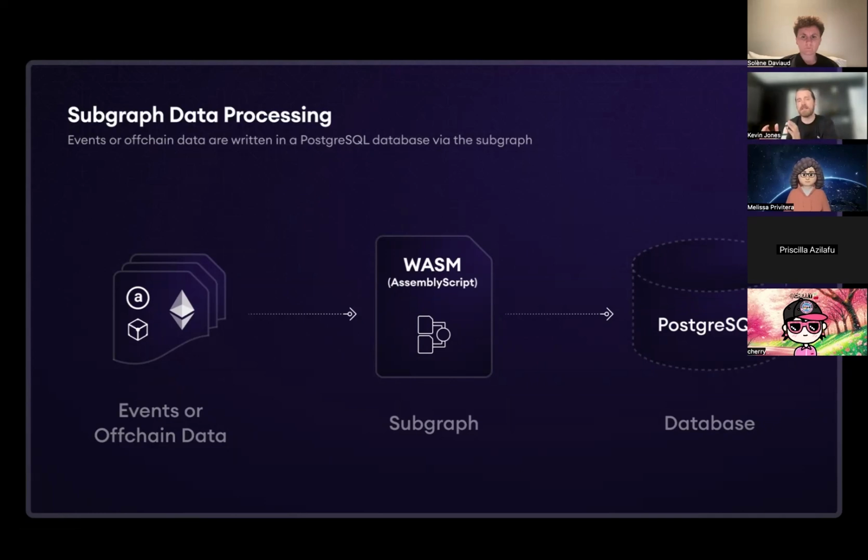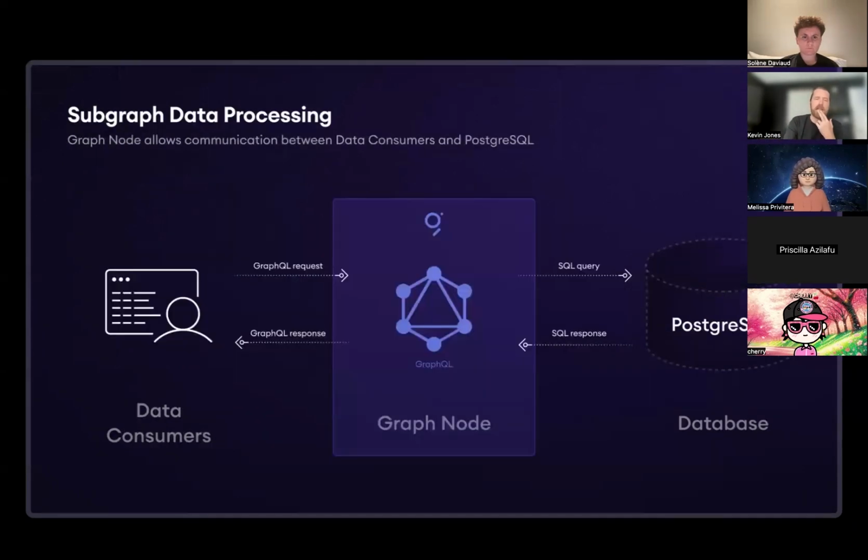On the indexers, the indexers are running a database. And as people want to query that data, the consumers, which could be your front-end application or other people wanting to query the data that you've created inside of your subgraph, they use GraphQL. So they make a GraphQL request.